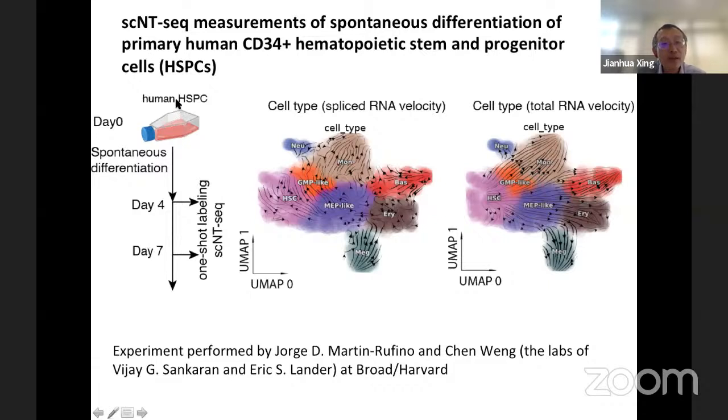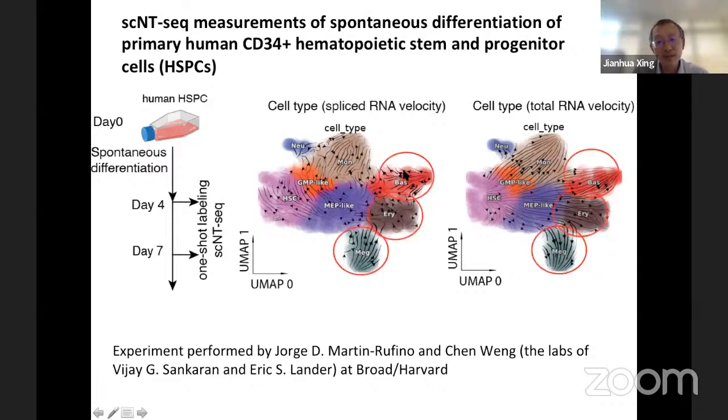They use human CD34 positive hematopoietic stem and progenitor cells. At different times, they collect cells and do sequencing with metabolic labeling. Here, you see this in UMAP space. And this arrow represents the velocity, I mean, the direction the cell wants to go next. And you see with this labeling, clearly the velocity is much smoother than with the original splice-based velocity.